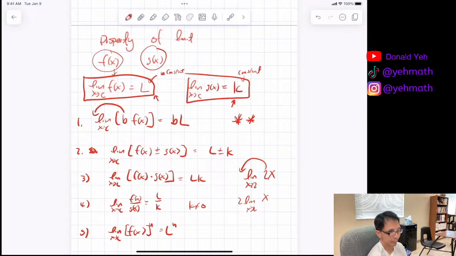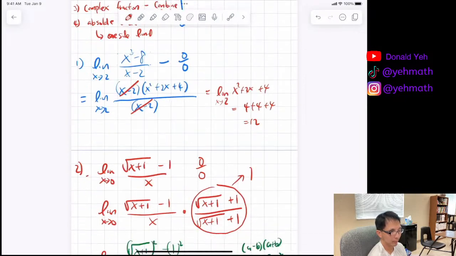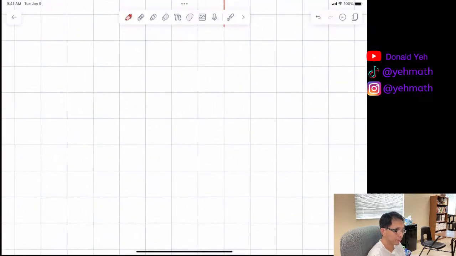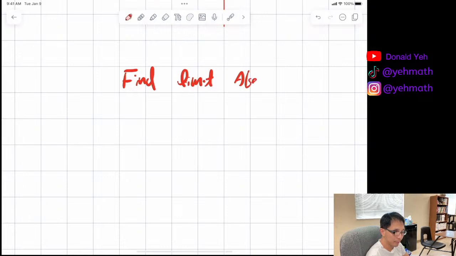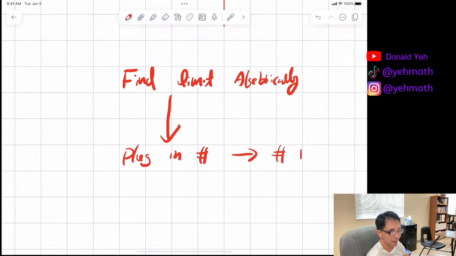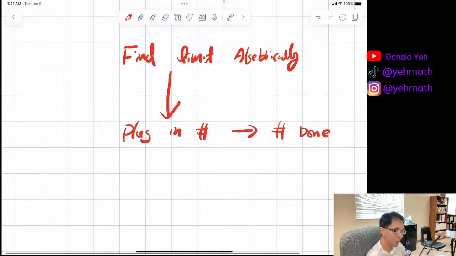So we're going to talk about finding limits algebraically. Okay, let's talk about finding limits algebraically. We already did finding limits graphically today, but we're going to find the limit algebraically. Okay, so the first step, you're always going to plug in the number. If the limit is as x approaches 2, plug in 2 for x. So plug in the number, and if you get a number, that means you're done.